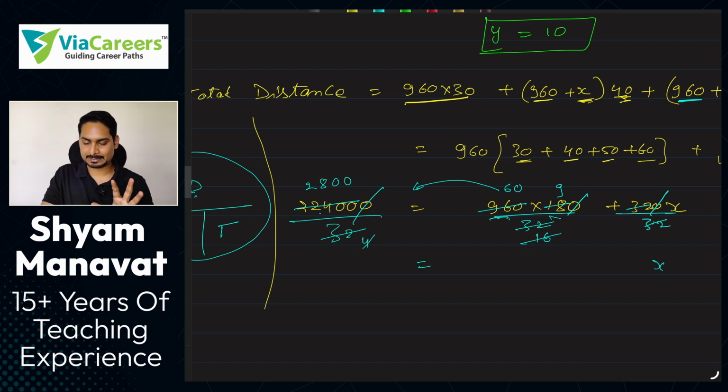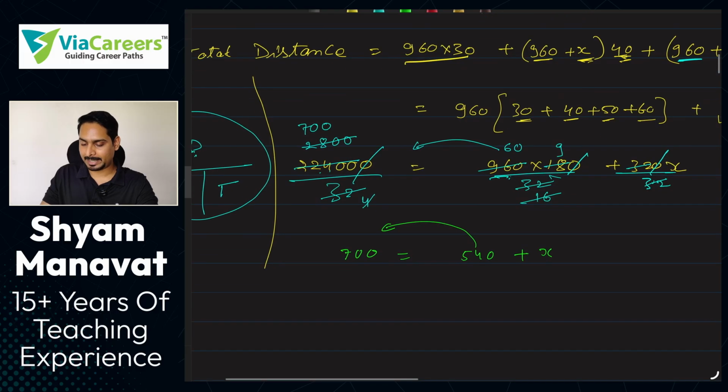Okay, now I can see this is easily divisible by 4, so this is 4 7s are 28, and then with 2 zeros. Okay, so what you got here is 700 equal to 16 to 9 is 540, and here you got only x. So if I take this here, I can find the value of x.